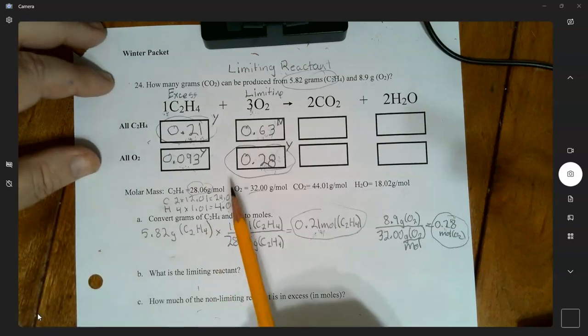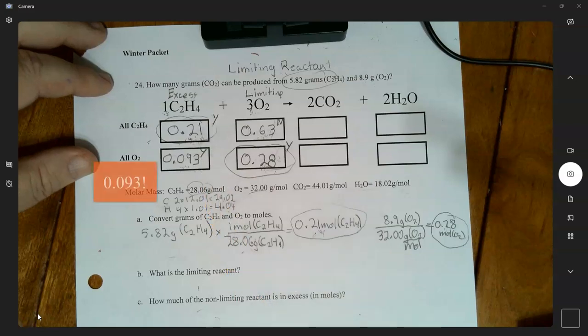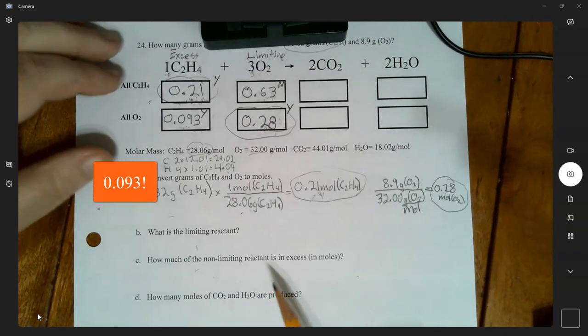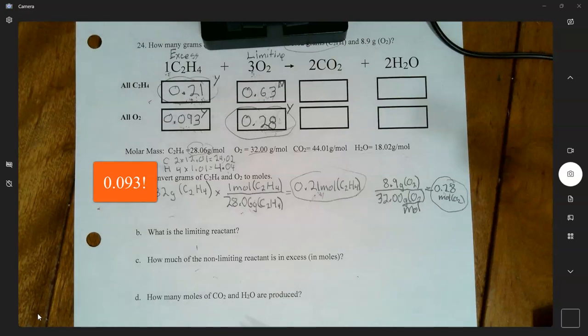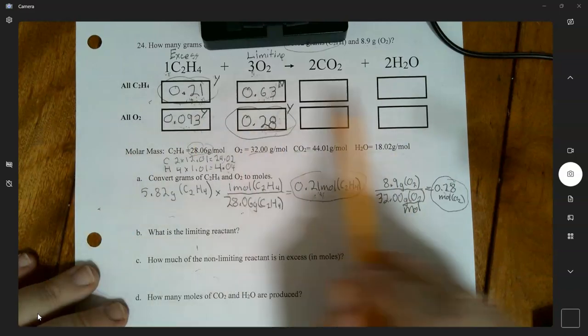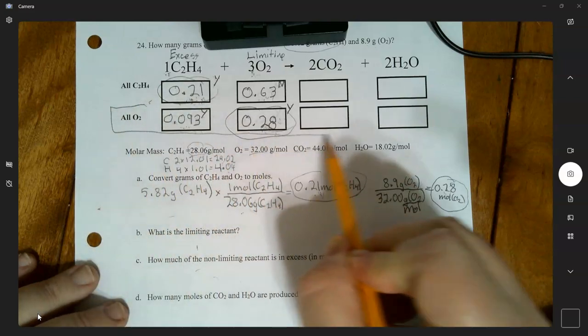So what you do is you simply take the bigger of these 2 numbers and subtract the smaller. So 0.21 minus 0.93. Show the work here. 0.21 minus 0.93 equals whatever that equals. And you do that on your calculator. And that's how much of the C2H4 you have left over. Now the reaction that's going to run is the one that has 2 yeses in it. So now we're going this way. And the one that's going to actually run is this one because it has 2 yeses.